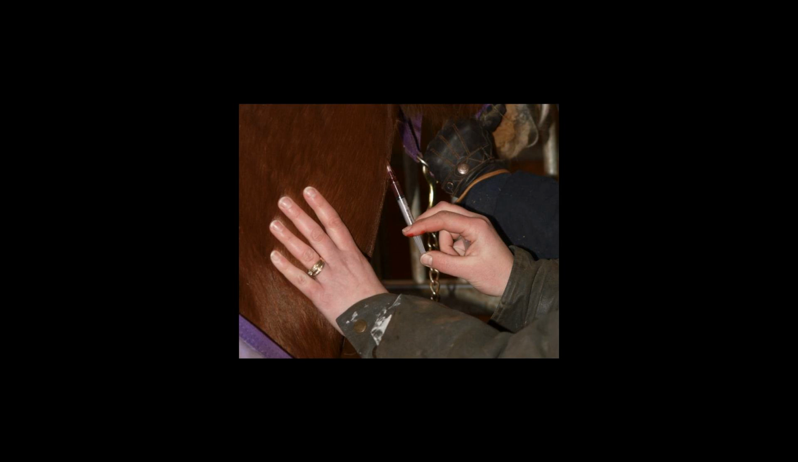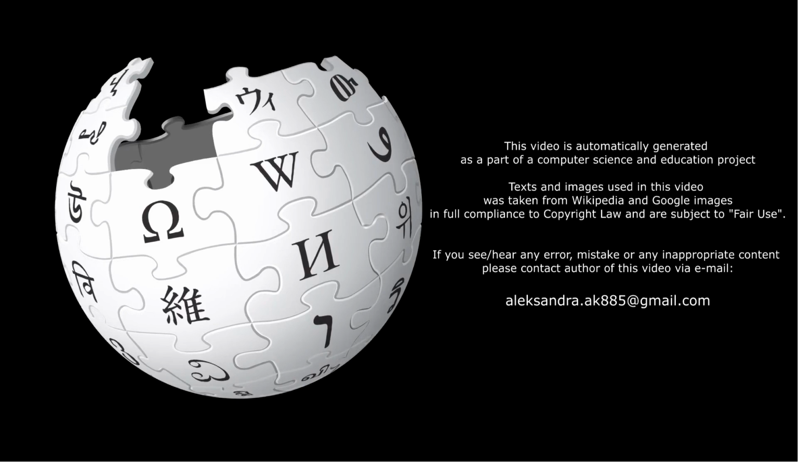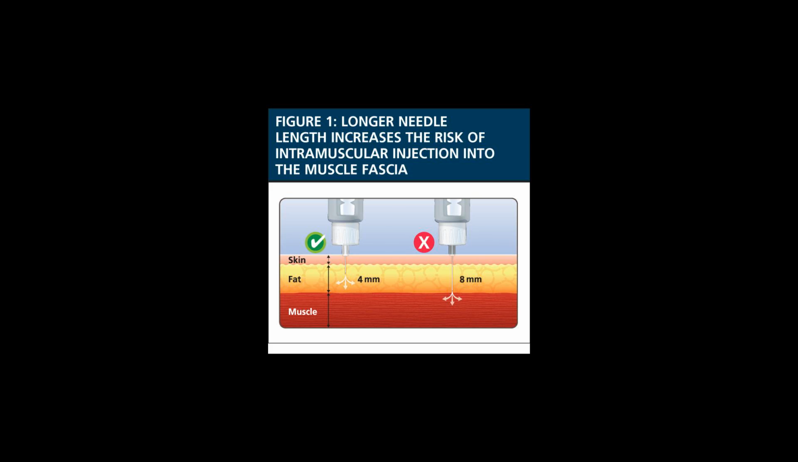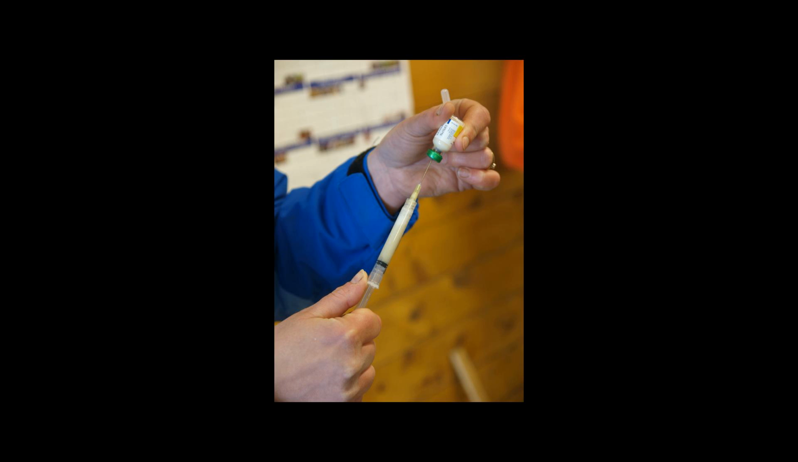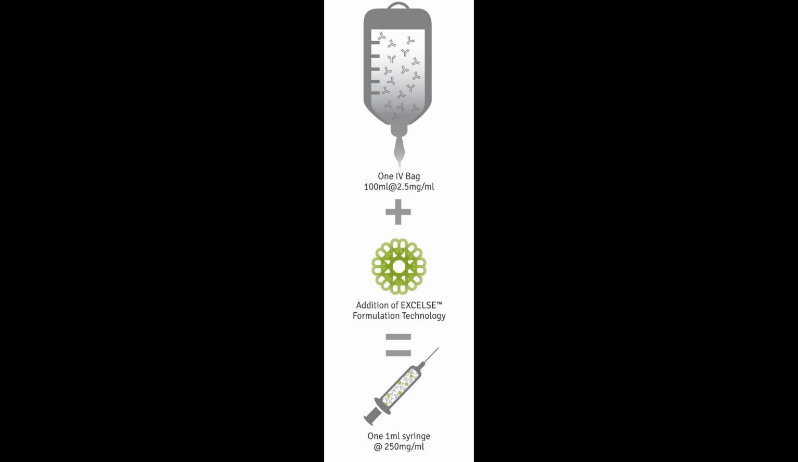Procedure. Subcutaneous injections are inserted at 45 to 90-degree angles, depending on the amount of subcutaneous tissue present, and the angle is shallower if the needle is shorter. A 3/8 inch needle is usually inserted at 90 degrees and a 5/8 inch needle is usually inserted at 45 degrees. Medication is administered slowly, about 10 seconds per milliliter.